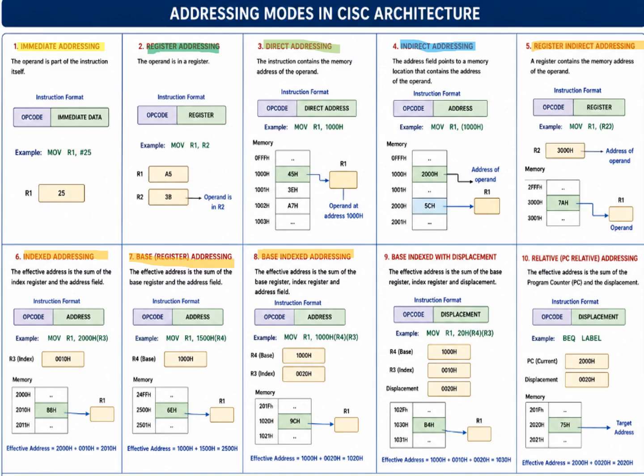The next one is base indexed with displacement. The effective address is the sum of the base register 1000, the index register 0010H, and the displacement, which is 0020. We sum all three and get 1030H. So the value at 1030H is moved to R1.